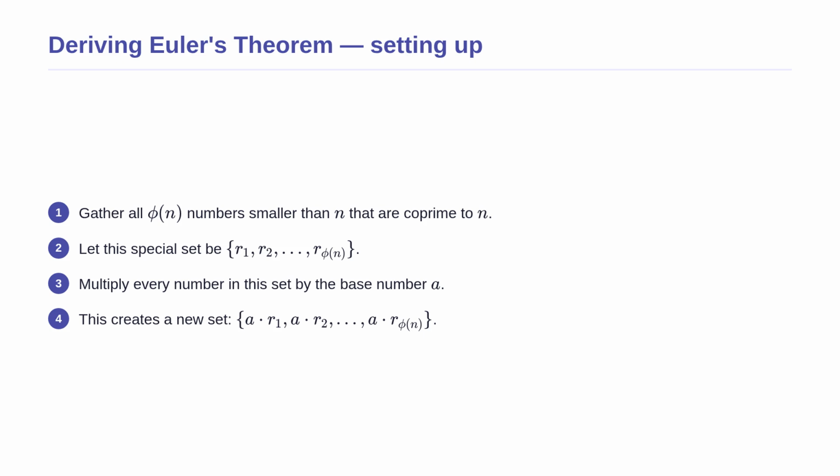We start by gathering all the numbers smaller than n that are co-prime to n. Let us call this collection of numbers our special set. Because there are exactly phi of n of these numbers, we can list them out as R1, R2, all the way up to R phi of n. Next, we take our base number, a, and multiply it by every single number in this special set, creating a brand new set of numbers.